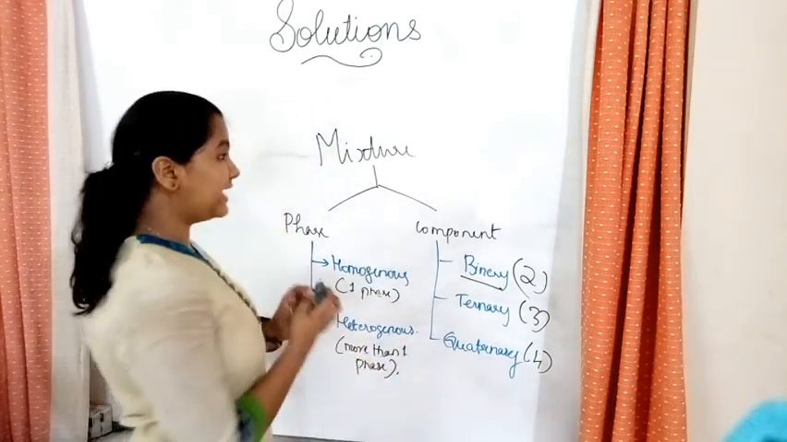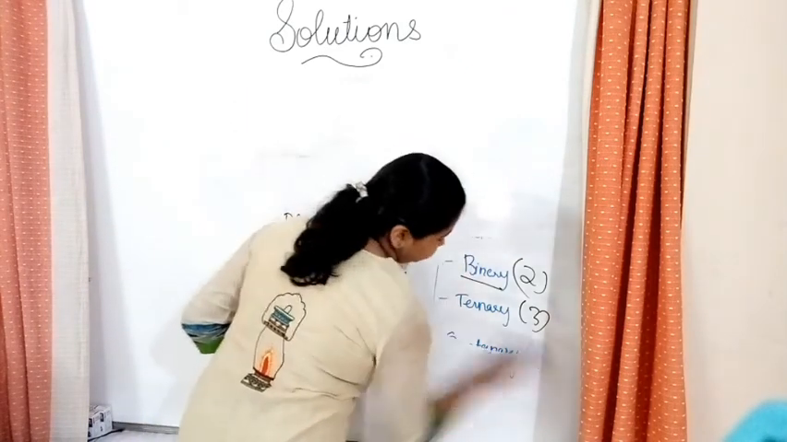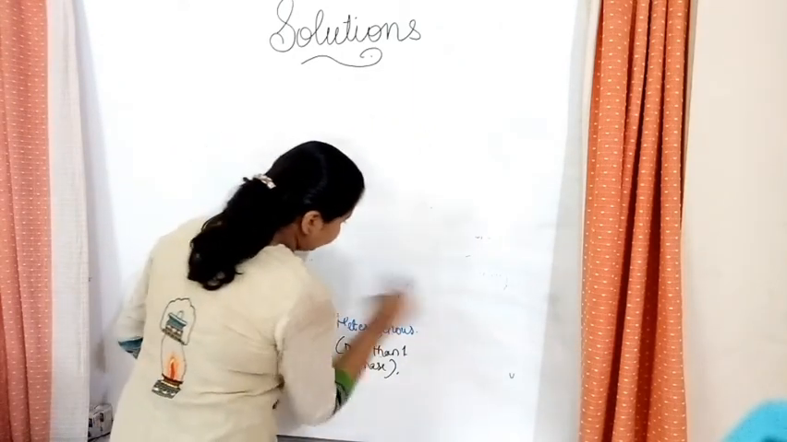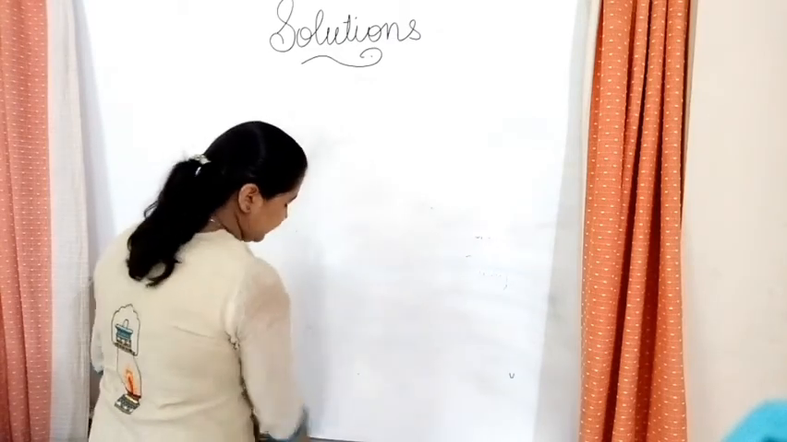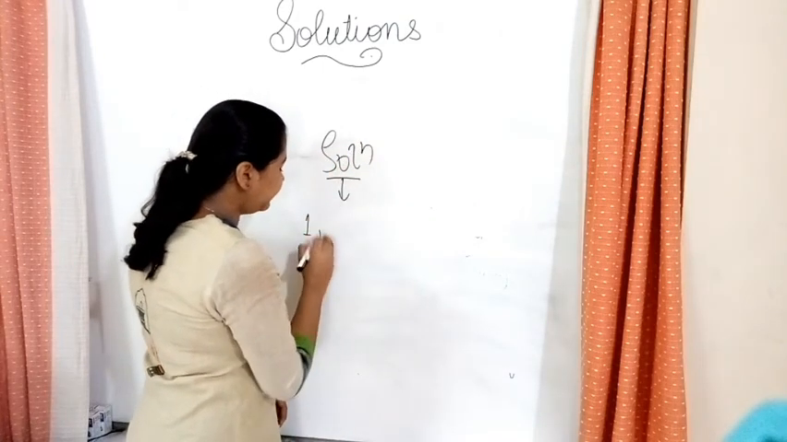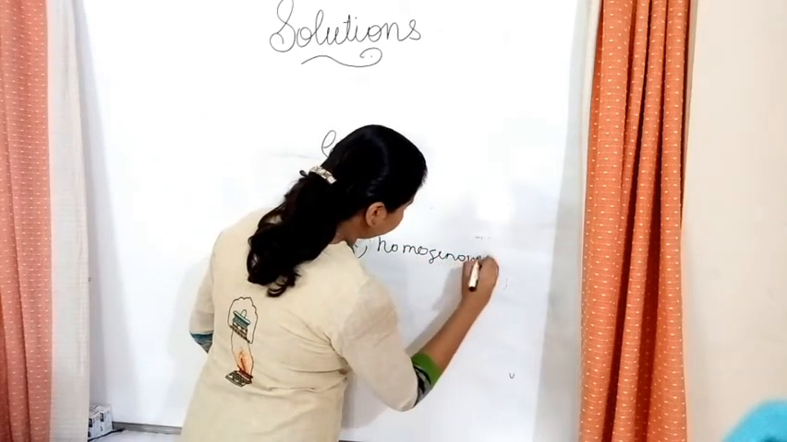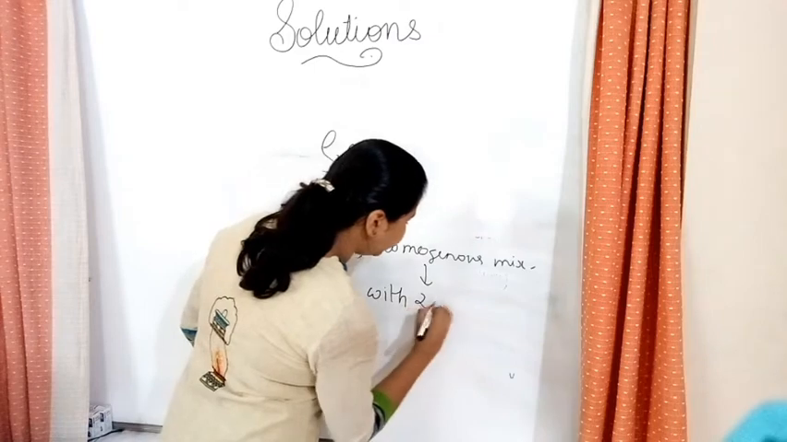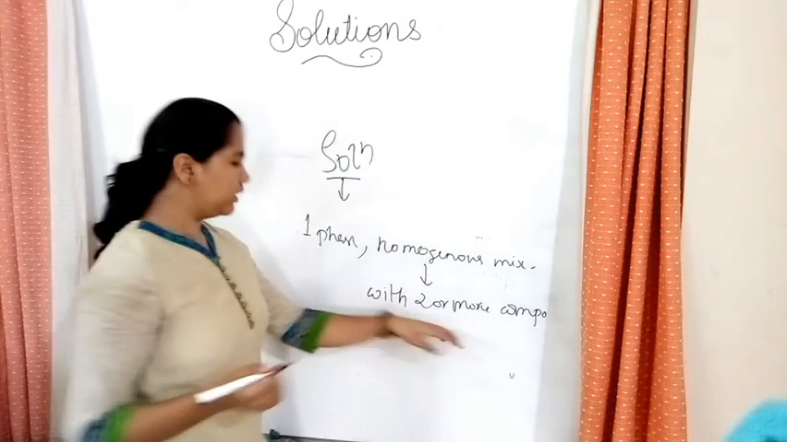Next we have to learn the next new term, that is solution. Let's see what a solution is. A solution is a single phase homogeneous mixture of two or more components. What is a solution? It's a single phase homogeneous mixture with two or more components. Okay? So that is what a solution is.